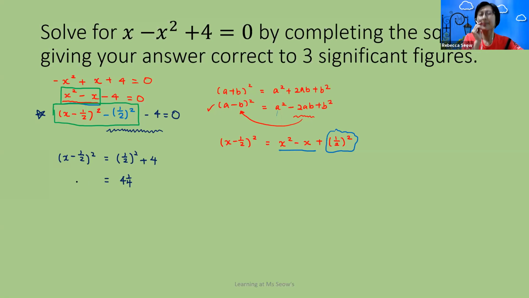Next step, you realize on the left-hand side, we have a square term. We could square root both sides. So when we square root both sides, we will have x minus half, and on the right-hand side, we will have plus minus square root 4 1/4. And following it, we put x as the subject, and we bring minus half over to the right-hand side.